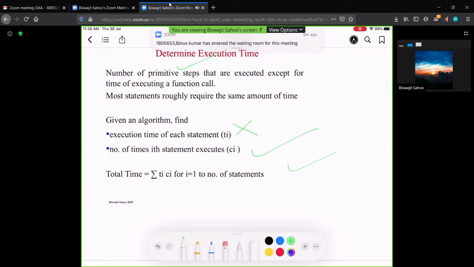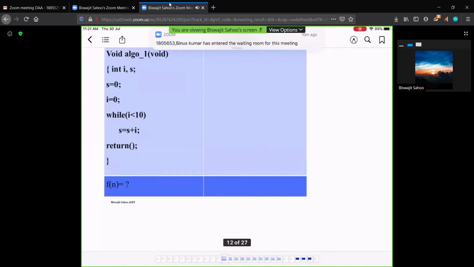Our interest is only to find out which statement will be executed how many times, and finally the total number of statements to be executed, assuming that each statement takes equal time. These are the assumptions. Now, with these considerations, let's discuss some algorithms and their corresponding statement frequency counts.